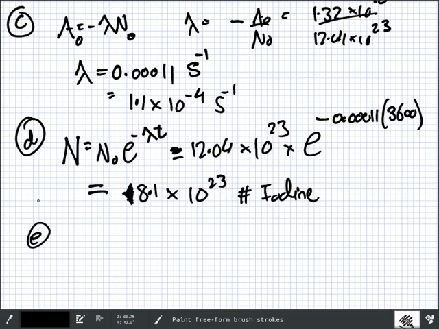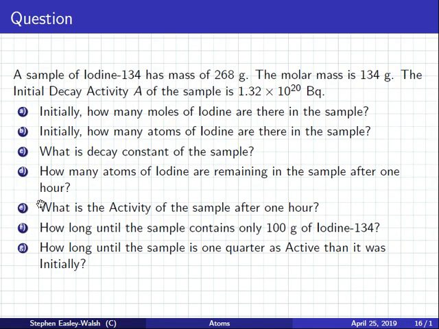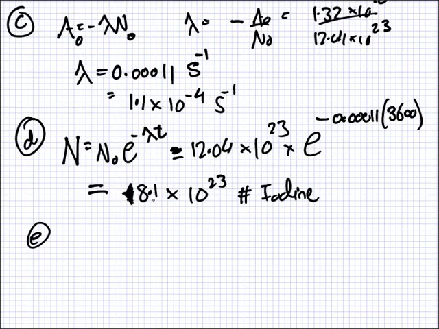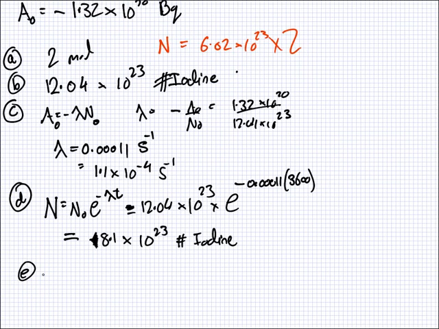Okay, E. What is the activity after 1 hour? A equals minus lambda N. No, it's A equals A0 e to the minus lambda t. You can use both formulas, you get the same answer. Okay, we'll do it both ways, Ben. So you could say A equals minus lambda N, or you could say A equals A0 e to the minus lambda t.